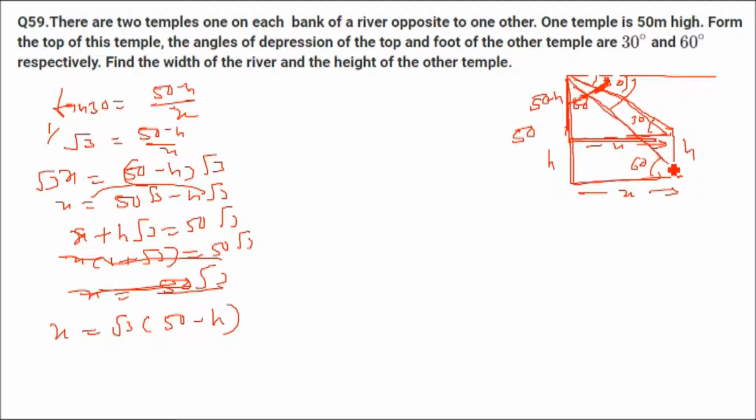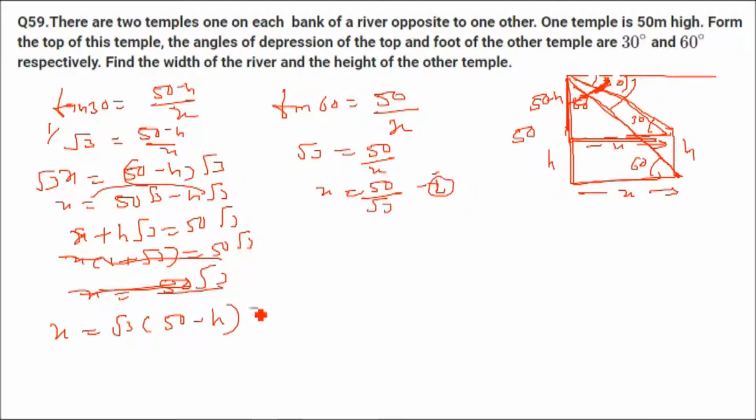Now coming to this 60 degree, tan 60 degree will be equal to this whole, which is 50, by x. So we get that direct value from here. tan 60 is root 3, equals 50 by x. So x will be equal to 50 by root 3. This is the second equation we got. This is the first equation. So now the distance between these two is 50 by root 3. You can multiply root 3 in the numerator and denominator, but this is also fine.